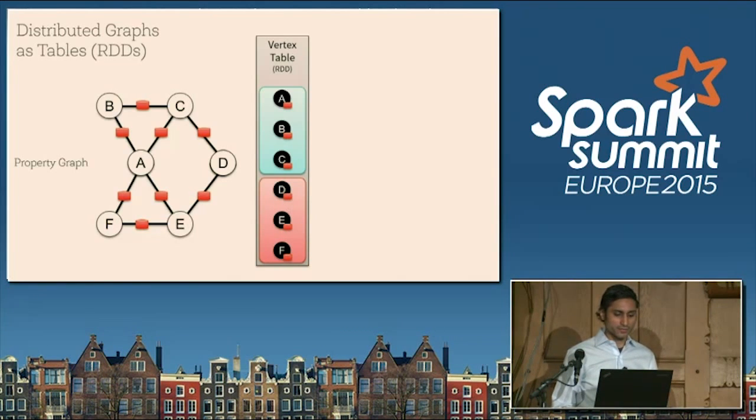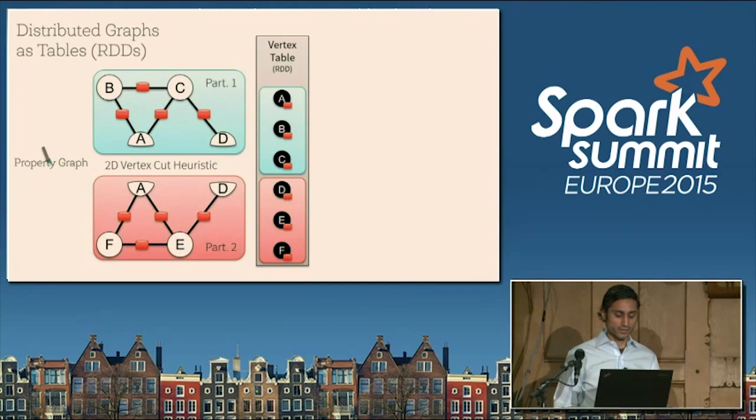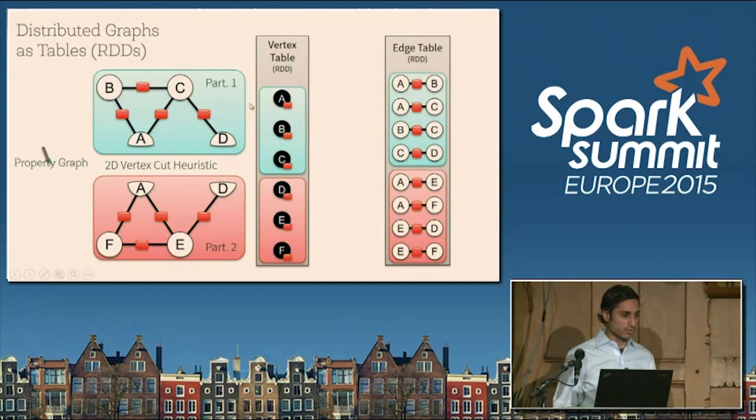So in GraphX, we do vertex cuts. We cut the vertex like that, and we break apart the graph into 2 parts. Notice here that the A vertex now has been split into 2 different partitions, where when we represent the edge table, A to B is going to be in the edge RDD's first partition. A to C is also there. But A to F is in this other partition. A to E is also in a different partition.